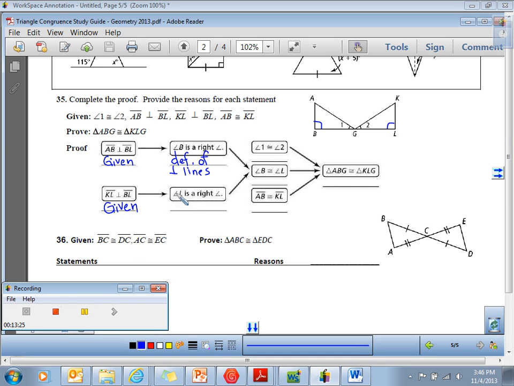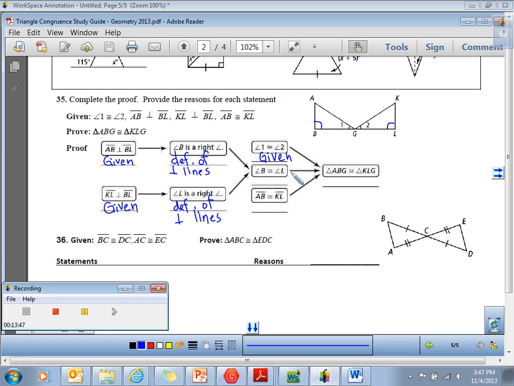Okay, and angle L is a right angle. What would that be? Okay, angle 1 is congruent to angle 2. Why is that? That's given. Okay, and notice for the 6th period, I guess they didn't see a flow proof. Then B is a right angle and angle L is a right angle. It comes together to say angle B is congruent to angle L.